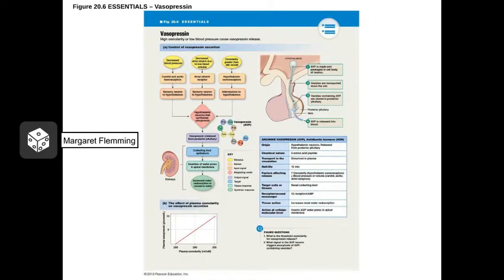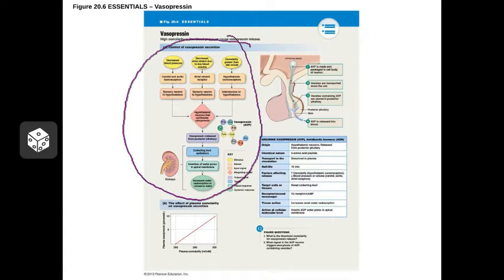This is a nice flow chart from the other textbook that shows the control of vasopressin secretion. Take a look at it, see if it makes sense, and let's talk about it more in class.